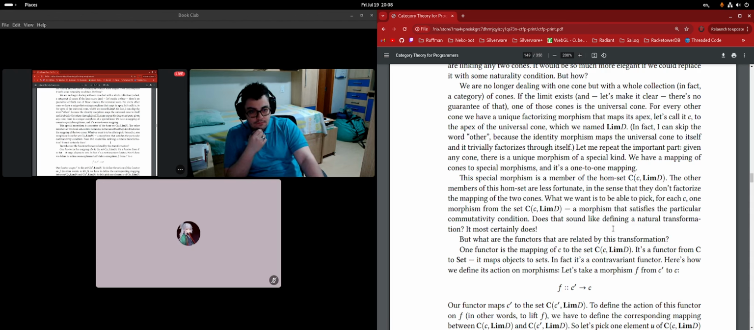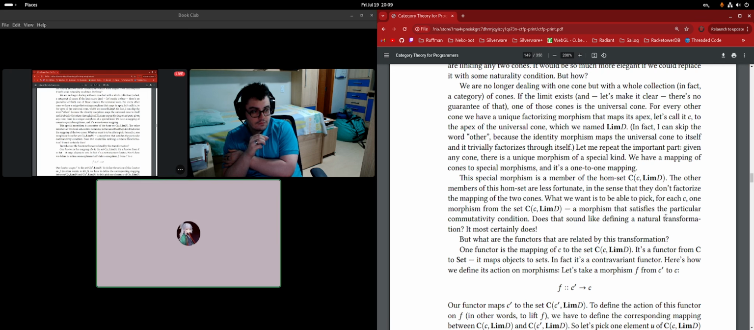So this hom set is all the morphisms between C and lim D. Yes, for some C going to the lim D, basically. The other members of this hom set are less fortunate in the sense that they don't factorize the mapping of the two cones. I don't know if I understood that.